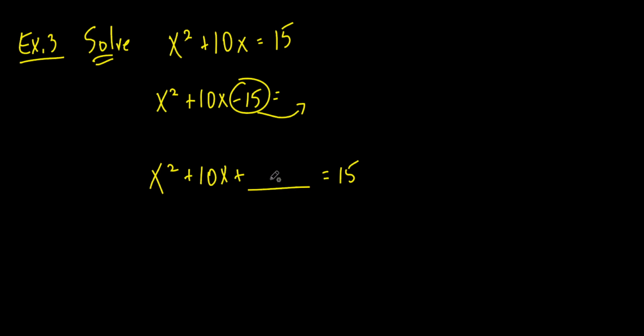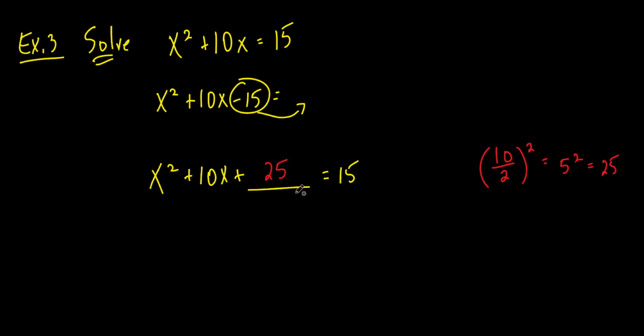How do I do that? How do I make this so I can put 2 parentheses and a squared on the outside? I take 10 and I do what to it? Divide it by 2, and then I square it. 10 divided by 2 is 5. 5 squared is 25. So I'm going to put a 25 right there. I made that into a perfect square.